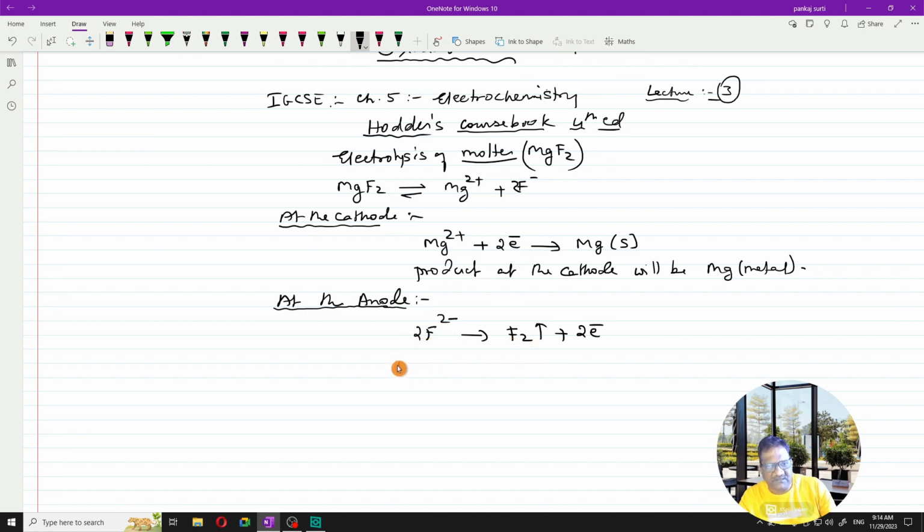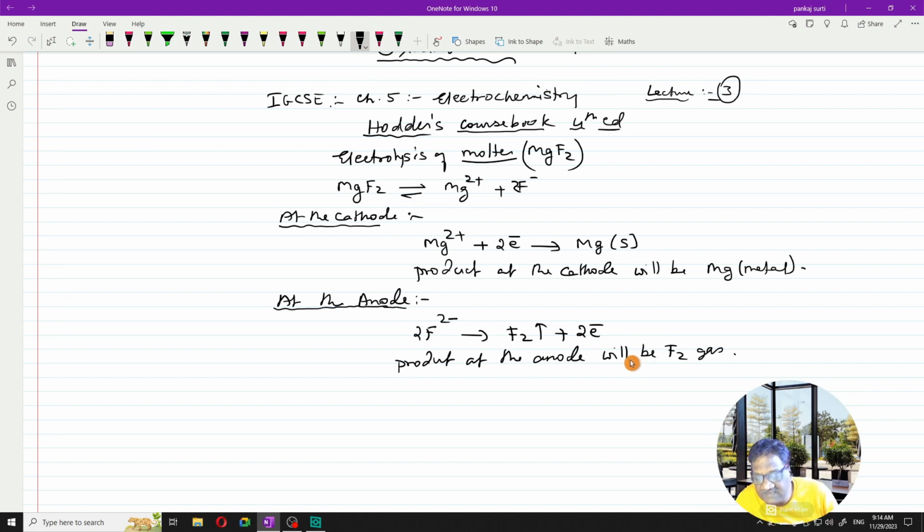So the product at the anode will be fluorine gas. So you'll be able to see certain bubbles at the anode, and these bubbles will be of fluorine gas. And because fluorine is colorless, I suppose, you'll see colorless fluorine gas bubbles. So these are the two observations that you will be able to see as a product. These are the two products of this particular electrolysis. That's question number 1, part A.